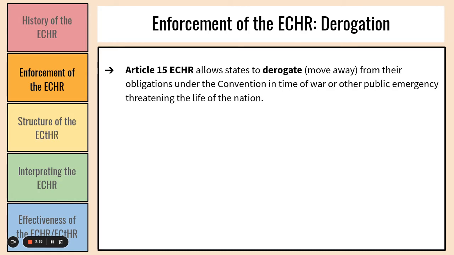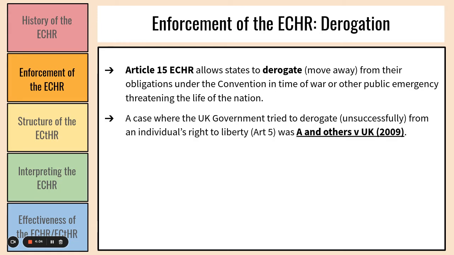Article 15 allows the state to derogate or move away from their obligations under the Convention in time of war or public emergency threatening the life of a nation. A case example of this is A and others. In this case, the government tried to move away from an individual's right to liberty. A and others were detained, and the government said that they were able to detain this group of people because they were a threat to the life of the nation.